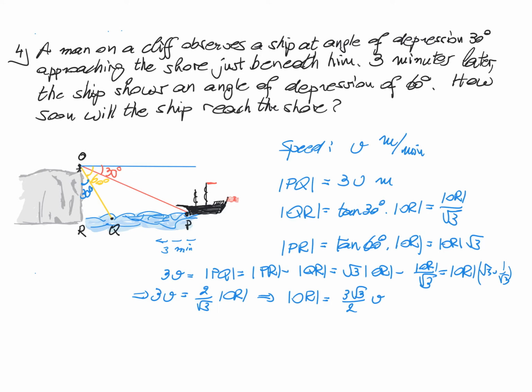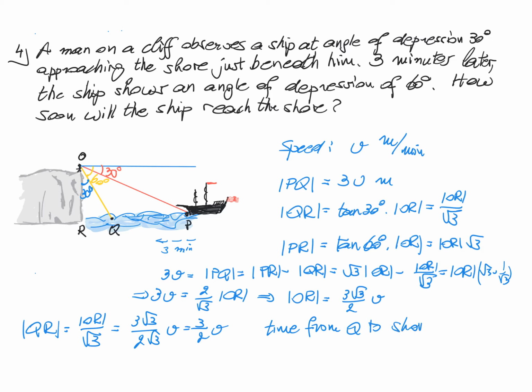To do this, we look back at QR. So we saw that QR is OR divided by square root of 3. So QR is 3 times the square root of 3 divided by 2, divided by root 3, times V, or we have 3 over 2 times V. And thus the time from Q to the shore will be T equal to the distance QR divided by the speed V. So it is 3 over 2, 1.5 minutes.